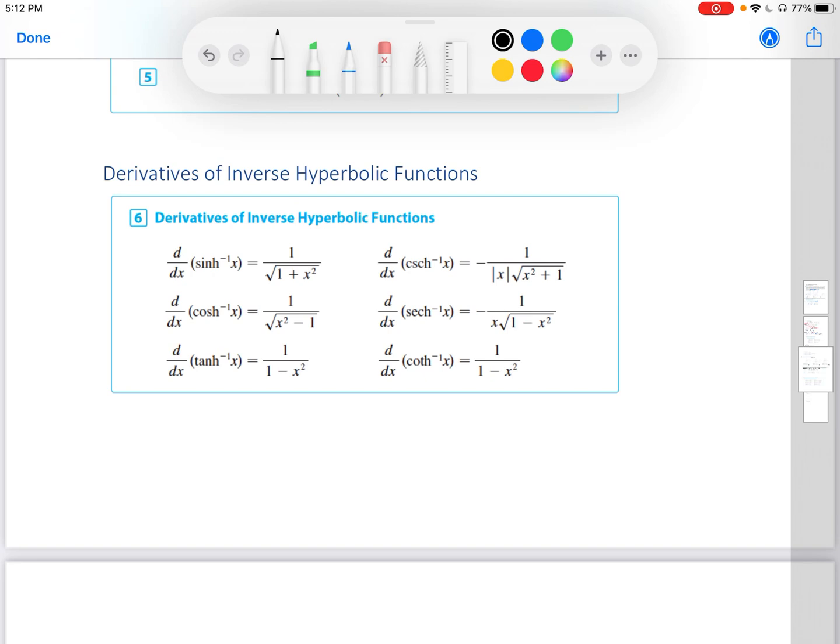Moving forward, derivatives of inverse hyperbolic functions. The derivative of inverse hyperbolic sine is 1 divided by the square root of 1 plus x squared. The derivative of inverse hyperbolic cosine is 1 over the square root of x squared minus 1. The derivative of inverse hyperbolic tangent is 1 over 1 minus x squared. And we see that we also have some for hyperbolic cosecant, hyperbolic secant, and hyperbolic cotangent.